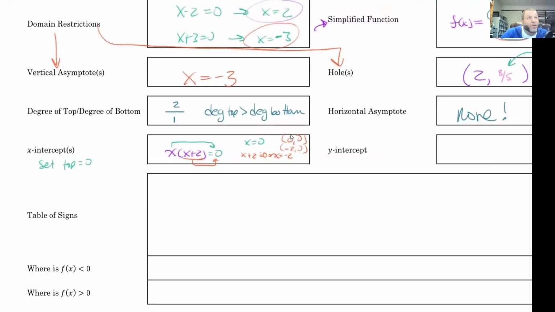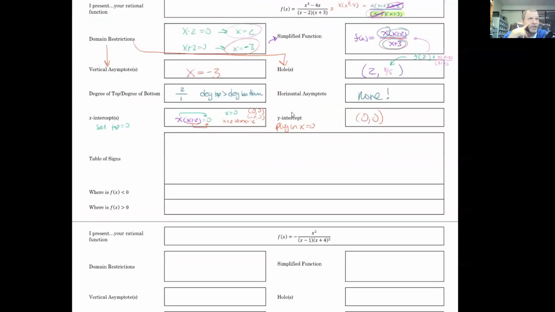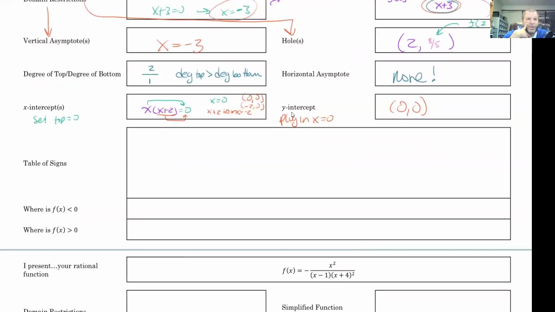So we actually just found the y-intercept, because if (0, 0) is the x-intercept, it's also the y-intercept, the origin. But if you were ever unsure and you want to find the y-intercept, all we do is plug in x equals 0 into the simplified version of the function. All right, now the reason that you're probably watching this video, the iffiness on table of signs.